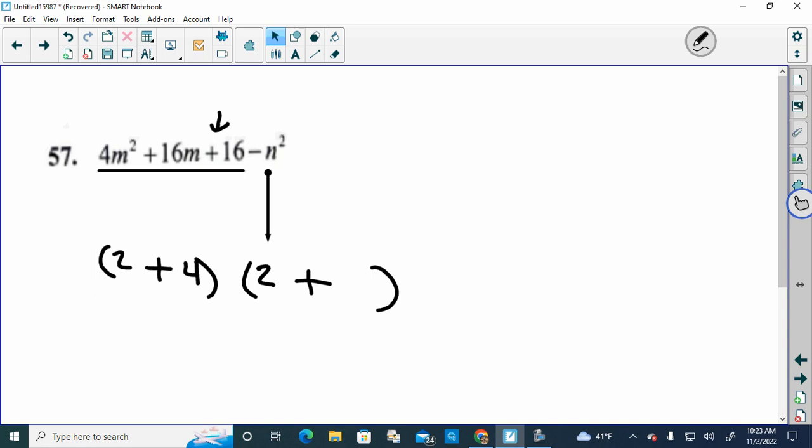And the pattern that I've noticed on all of these, they've been doing squares. So if I were to check this and go this times this, that would give me 8. This would give me 8. Well, 8 plus 8 is 16. Okay? So we're going to go ahead and put our m's in there. Okay? And then we're bringing this down as part of our answer. So minus n squared.